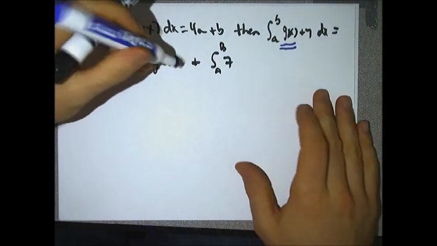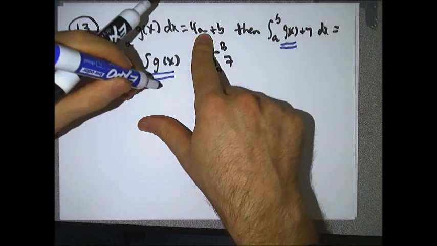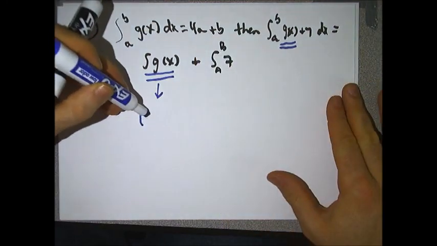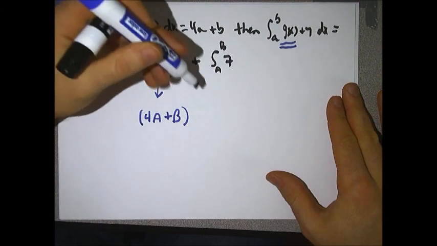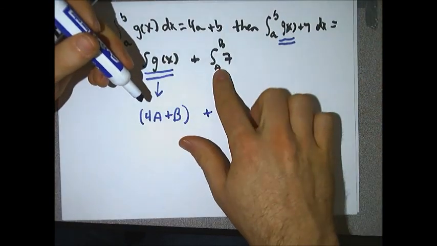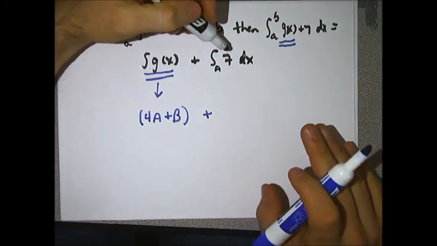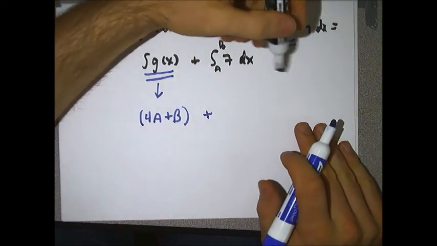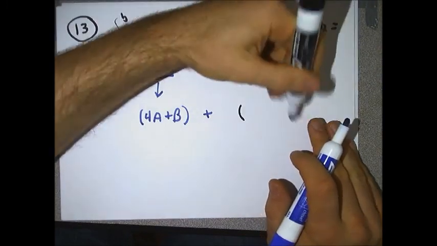We know this one's result right here. If I integrate this, they tell me the result. This one right here, when I integrate, is 4a plus b. And then what are we doing? We're adding the result of this one. Well, what do I get if I integrate 7? Again, these are both dx's. If I integrate 7, 7 would be what? 7x from a to b.